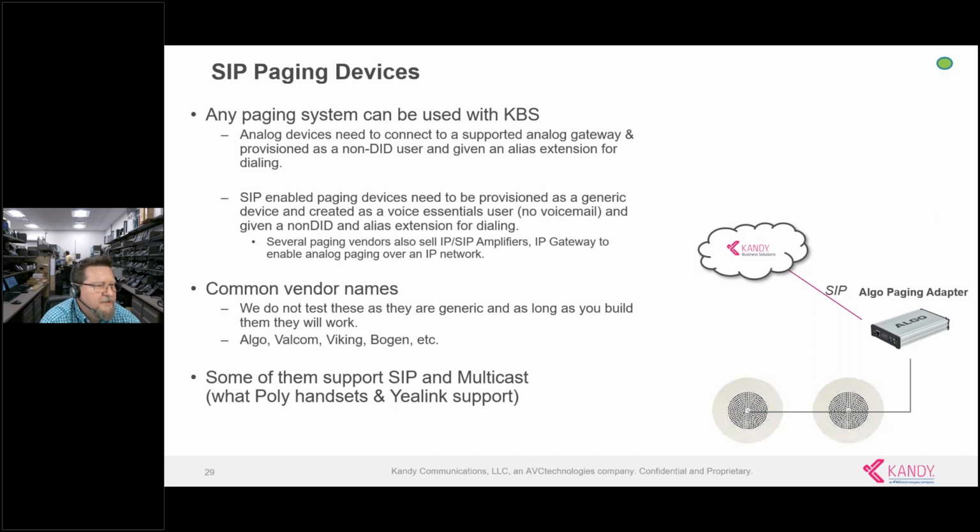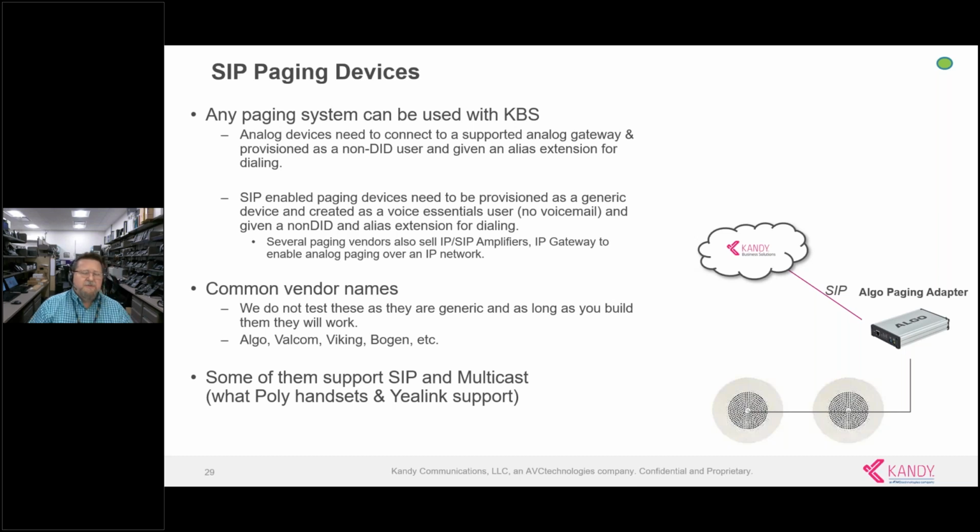And then paging devices can basically interface with any kind of paging system via one methodology or another. There's common vendor names out there you guys are probably familiar with: Algo, Valcom, Bogen, Viking, etc. There's probably plenty I've missed. My easy recommendation, especially if you have an older paging system where you've got an amplifier and speakers, is to go with some type of paging adapter. We're working, and I think we're going to talk about it more next slide, with Algo Solutions. Right now, they have a very large product line that covers really soup to nuts of the paging environment and what's necessary.